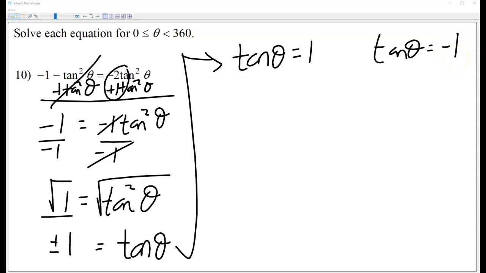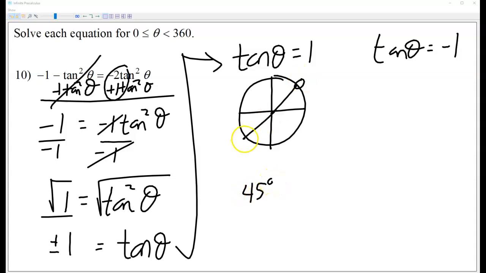So now I need to solve both of these. Where does tangent of theta equal 1? Now for tangent, you need to look at your tangent unit circle. And tangent equals 1 in two places. One of the places it equals 1 is here, which is at 45 degrees.